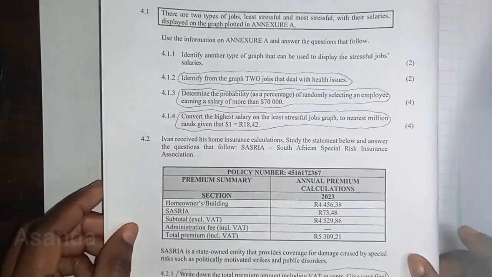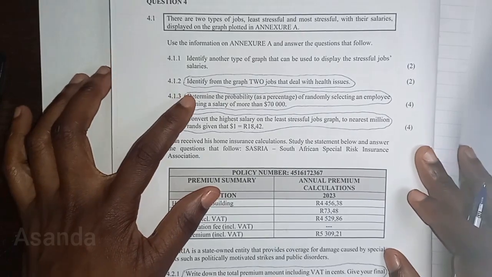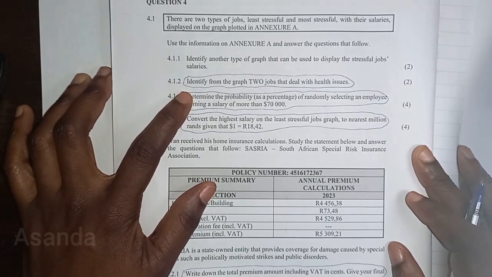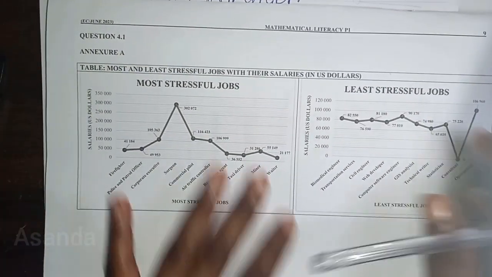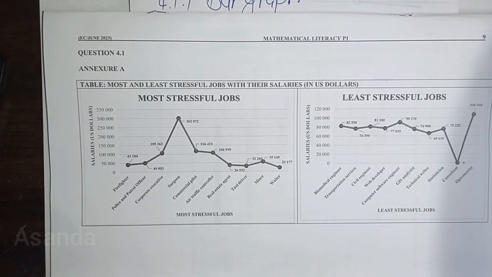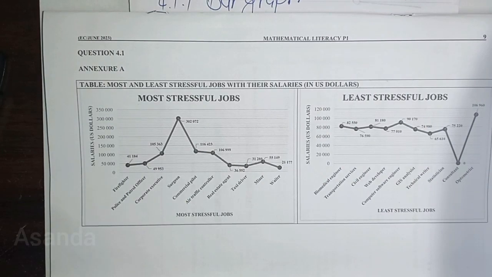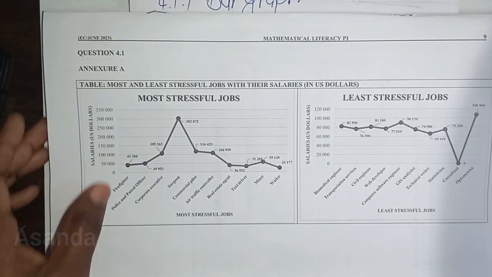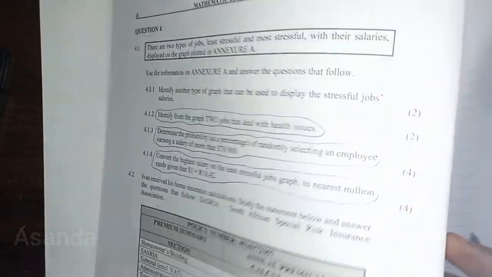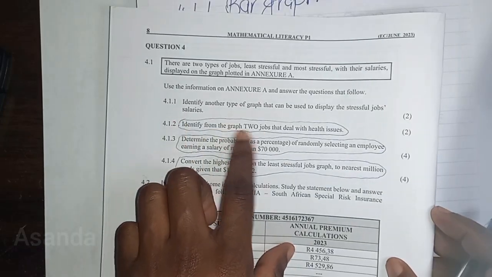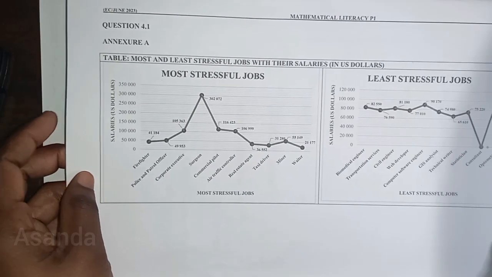Okay, so identify from the graph two jobs that deal with health issues. Health being when you're sick, when you're injured, when you're blind, when you're coughing, when you have an ear infection, when you need a surgery. Okay, let's go. They didn't specify which graph, ne? They said identify from the graph two jobs. They didn't say which graph, so both graphs, it's the same graph. Okay.